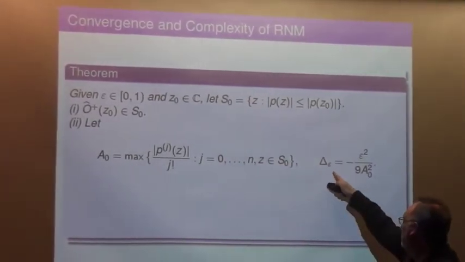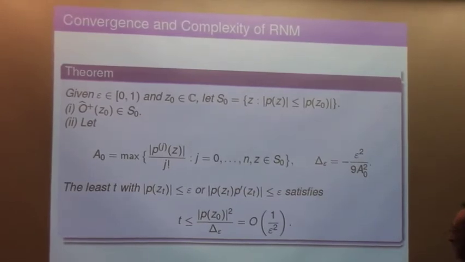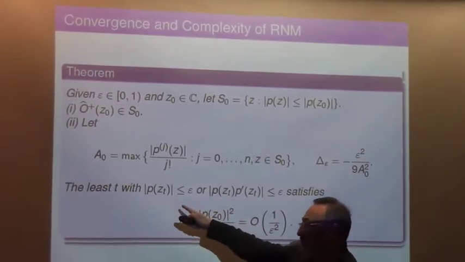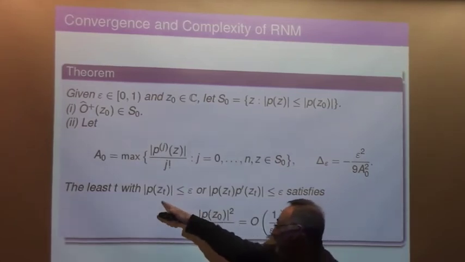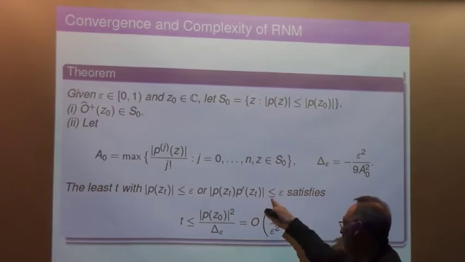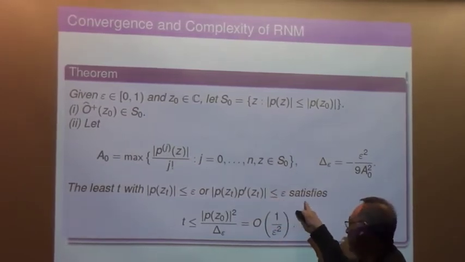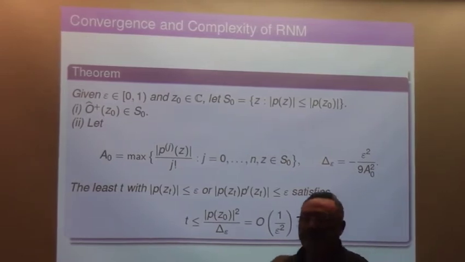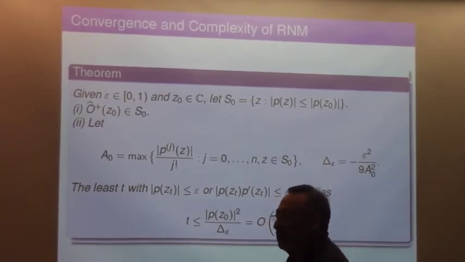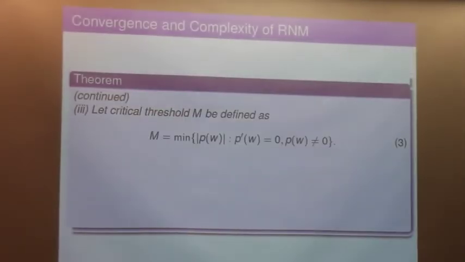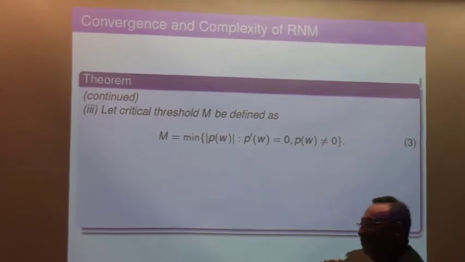Then, let delta epsilon be equal to this. The least number of iterations that will satisfy either this less than or equal to 0, or this less than epsilon, is on the order of 1 over epsilon squared. You might say that maybe this can be improved, but I'll say more about that. Also, look at this now.